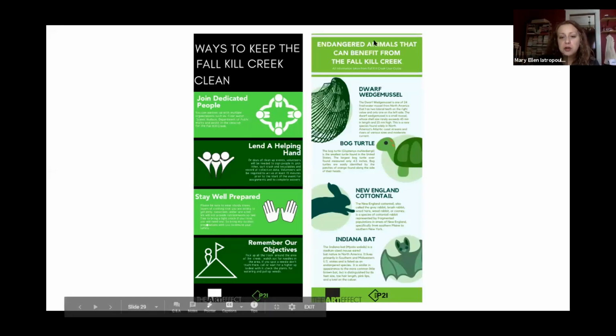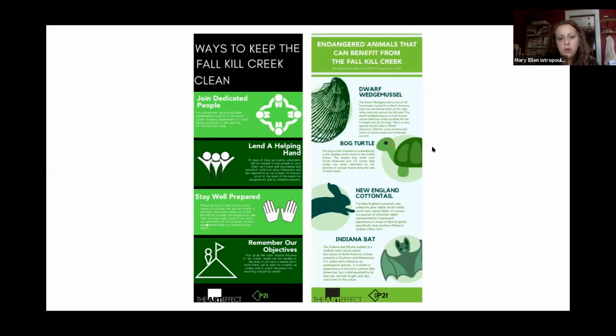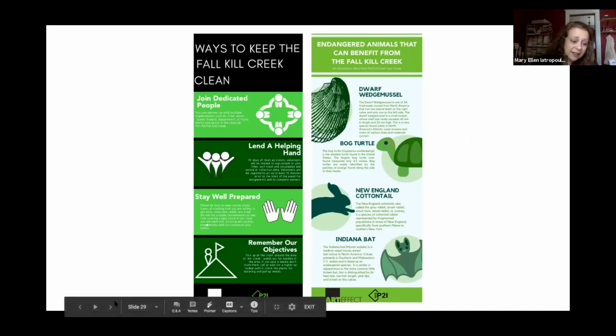So all these different color blocks, these come from the templates in Canva, which we will show you after the break. These are variations on stock images that are generated by Canva where they added the information to make it their own. And yeah, in the Fallkill Creek that runs through Poughkeepsie and Hyde Park and beyond, there used to be dwarf wedge mussels and bog turtles and New England cottontails and the Indiana bat. These species no longer populate the Fallkill Creek, unfortunately, but don't worry, they're not extinct from the world in general. They still exist elsewhere, just sadly not in the Fallkill Creek anymore.